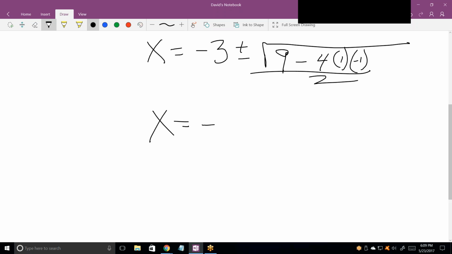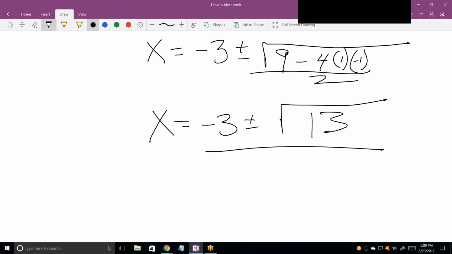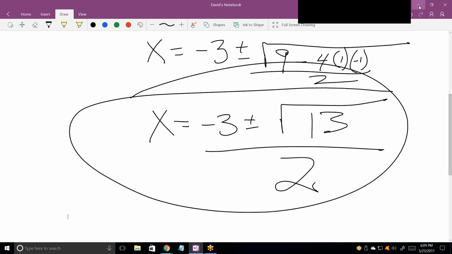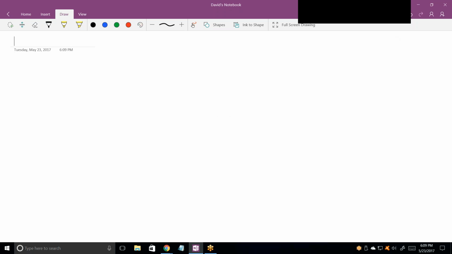Negative 3 plus or minus the square root of 13 all over 2. Okay. I think you know quadratic formula problems. What other stuff do you have? I mean, do you agree? I do agree, yeah. Okay, let's go on to something new.